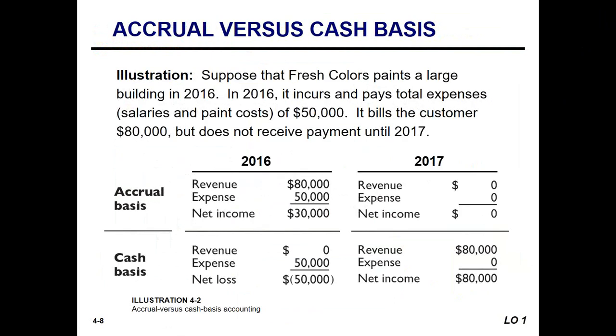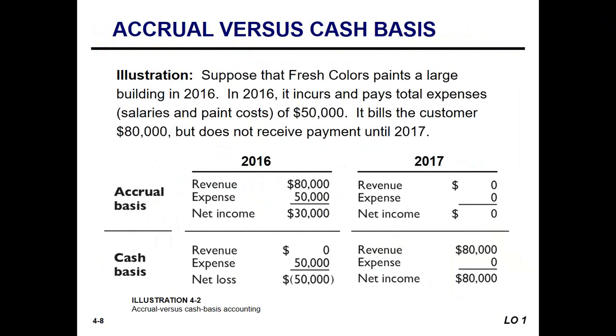This is an illustration. You know what I'm going to say next, don't you? I think it's a very poor illustration, but it's the way it is to grab your attention. Fresh Colors Paints. It incurred and paid expenses of $50,000 in 2016 when it did a large painting job that it billed the customer for $80,000, but they didn't get paid until 2017.